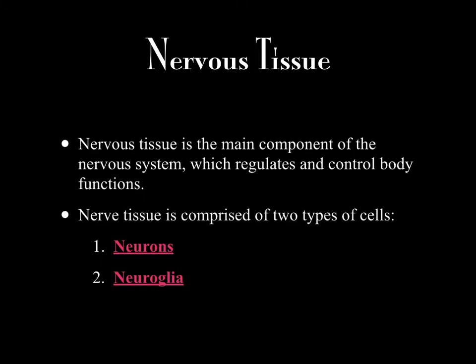All right, moving on, let's talk about nervous tissue. Nervous tissue is the main component of the nervous system, which controls your body functions. So your brain and your spinal cord are composed of nervous tissue. When you look at nerve tissue in the microscope, you'll see two different types of cells, and those cells are neurons and neuroglia. The neurons are the large cells with those strange branching extensions that you see, and it's the neurons that are responsible for sending and receiving nerve impulses. The neuroglia, on the other hand, are small cells that serve to support the neurons.